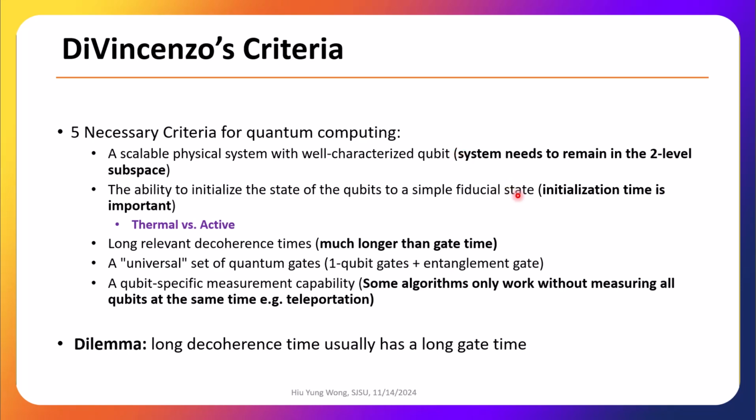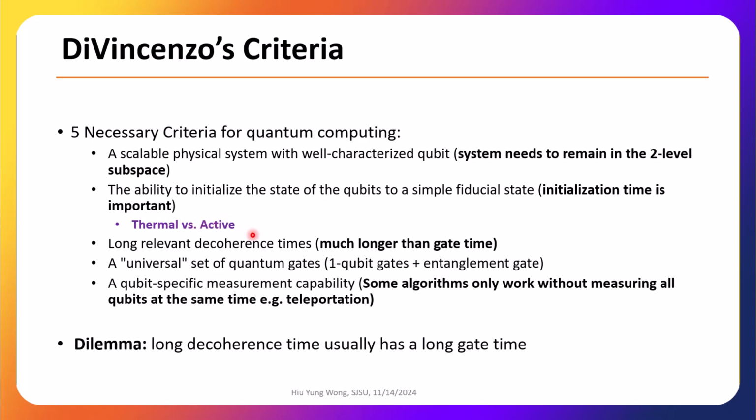You need to be able to initialize that. Here I will quickly talk about it; we'll not discuss it later. One is thermal initialization. You just let it decay. If it is at the ground state, then it is at the ground state. And if it is at the excited state, you just wait for a long time, then it will decay to the ground state. Another is active initialization. You measure it. If it is ground state, do nothing. If it is in the excited state, which is 1, then you apply a pulse to it and bring it to the ground state. So that is initialization.